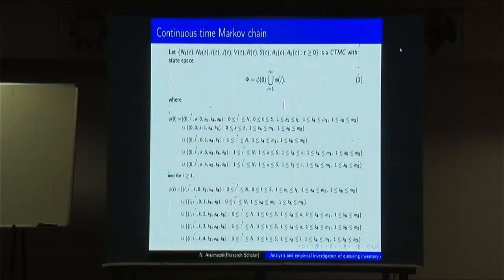The continuous time Markov chain is represented by N1(t), N2(t), I(t), J(t), V(t), R(t), S(t), A1(t) and A2(t), a continuous time Markov chain with state space pi equal to pi 0 union of i equal to 1 to infinity pi i, where pi 0 is zero customers in the system, what are the possibilities of server status in the state space, and where pi i, i greater than or equal to 1, is any customers in the system, what are the possibilities of server status in the system. Next one.